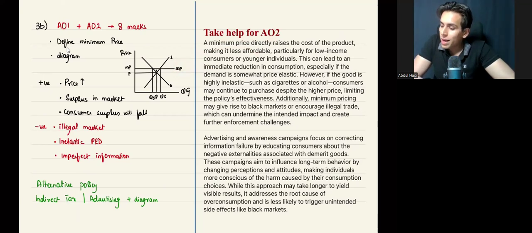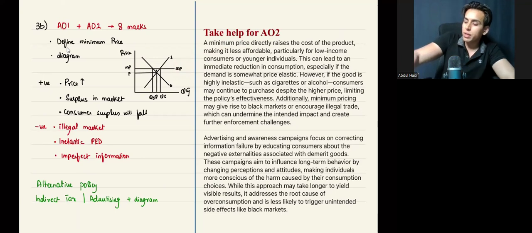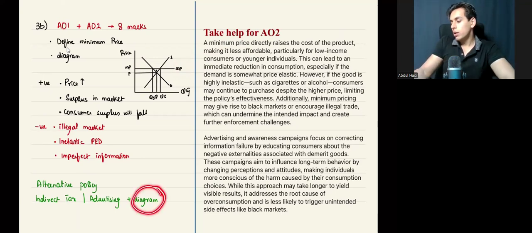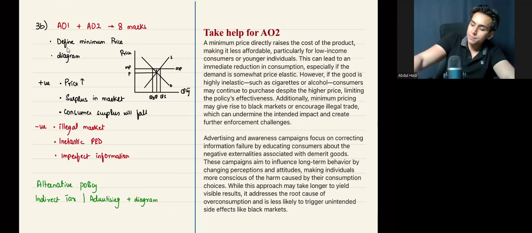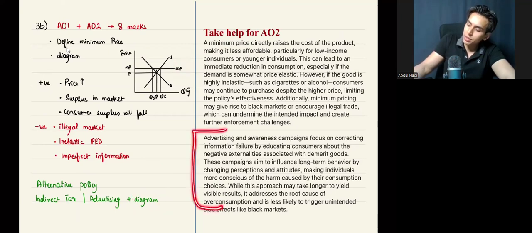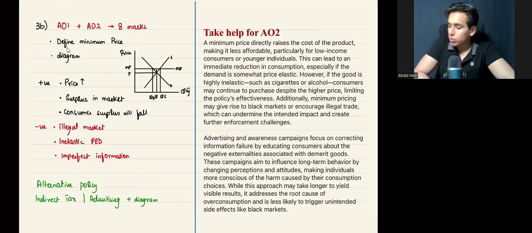So you can write about advertising campaign, you can write about information failure, you can write about benefits and drawbacks that it can educate people. You will draw the diagram. And what will be the diagram? The diagram will include decrease in demand, decrease in demand. All right. These are the points that you can use in your answer of AO2.